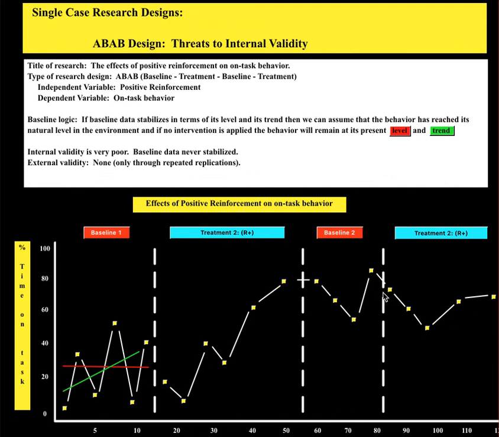This is a very poor design, has very poor internal validity, very weak, because baseline data had not stabilized. Therefore, baseline logic could not kick in. So the researchers should not have even intervened here, but should have collected some more baseline data or reconfigured the design. So this is an example of an ABAB design that is very, very poorly planned and carried out. Just showing that in terms of contrast.